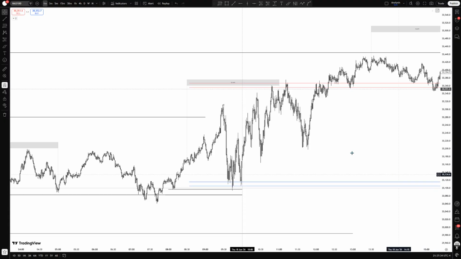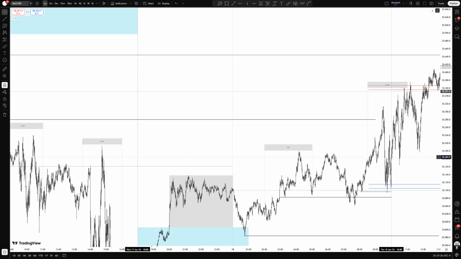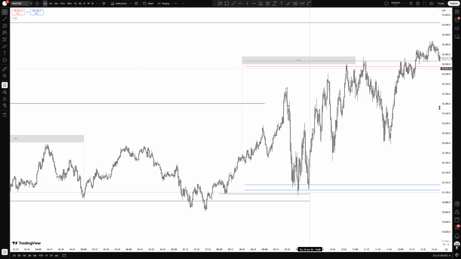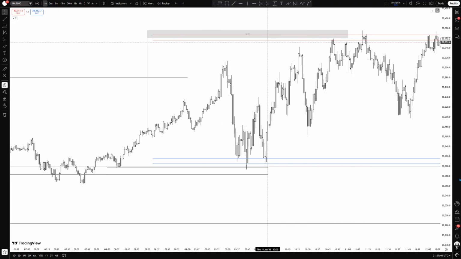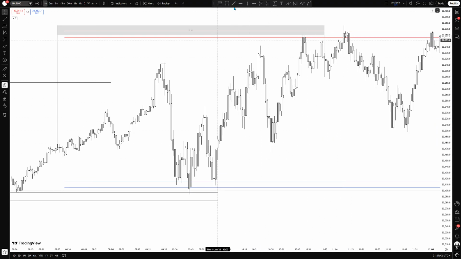Why? Because the draw on liquidity is still higher. It's over here. So price will continue there until we hit it. So I'm looking for longs until there. If you look here, we expand higher. We took out this high. What we need to do now is come lower, grab some more liquidity, accumulate, and then expand.